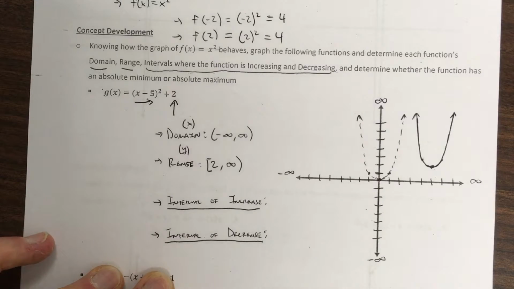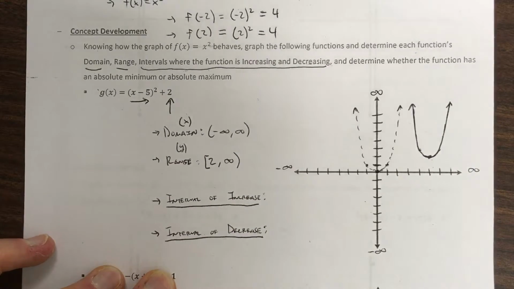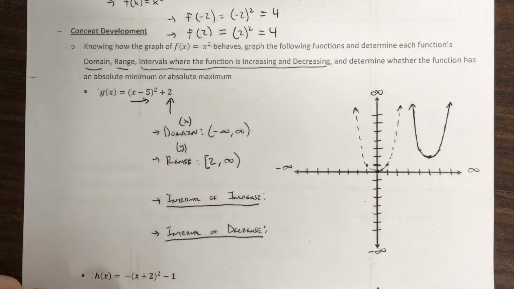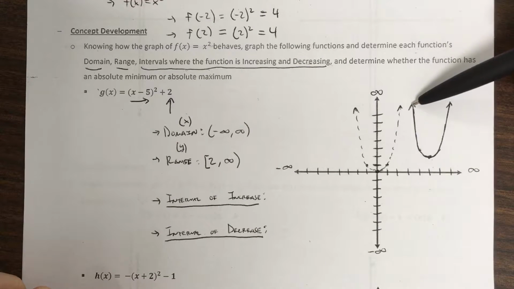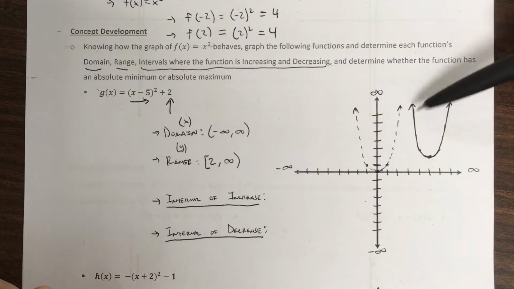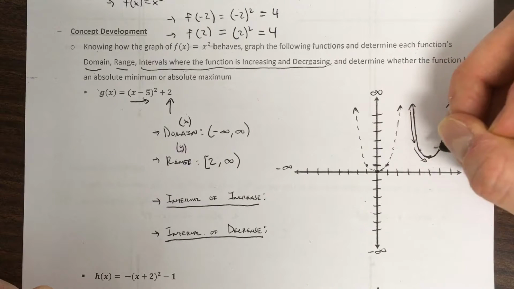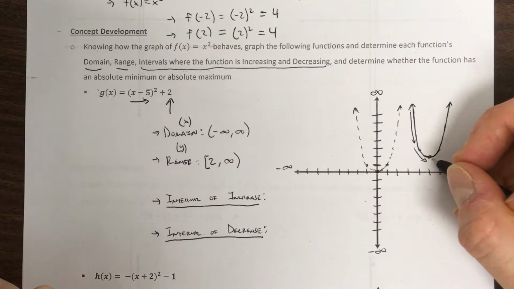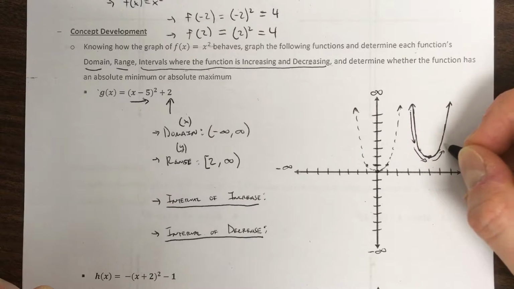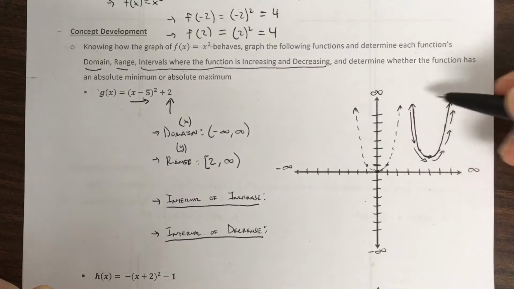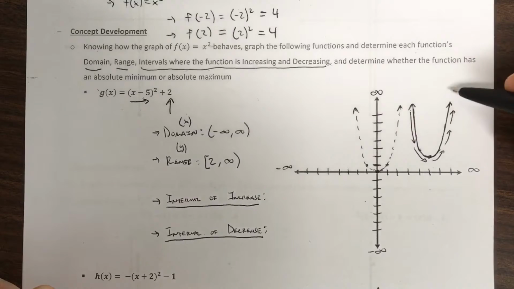Think about going up a hill, down a hill. If it's increasing, we're talking about where is our function going uphill? And if I'm going left to right, I'm here, I'm going downhill along this path. Then I make a turn here and I start going uphill. Left to right.